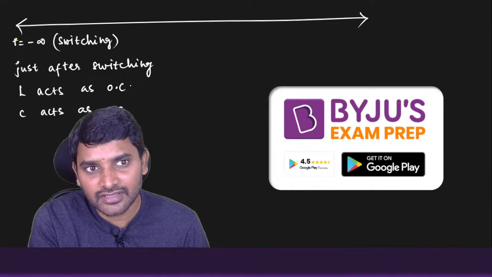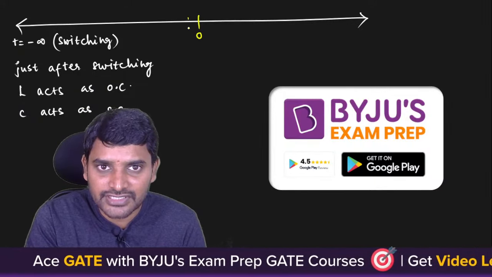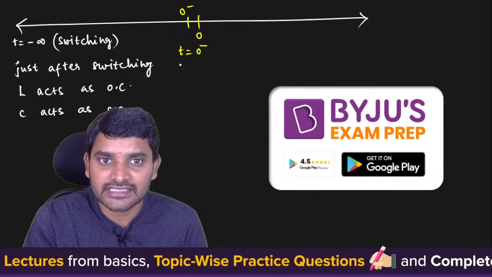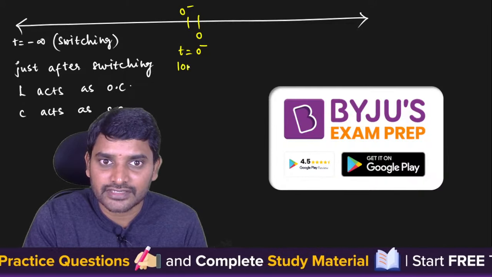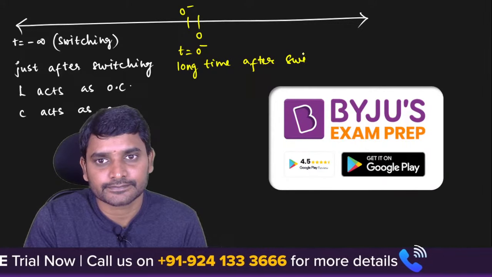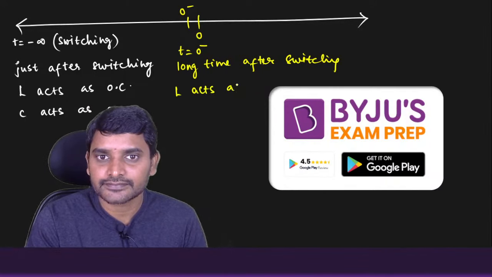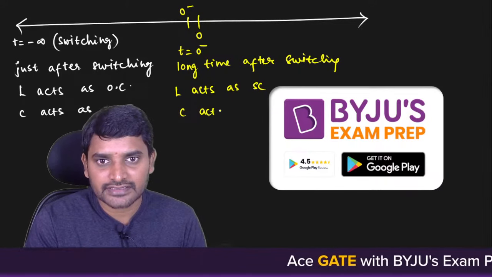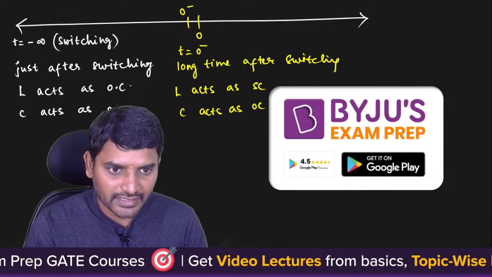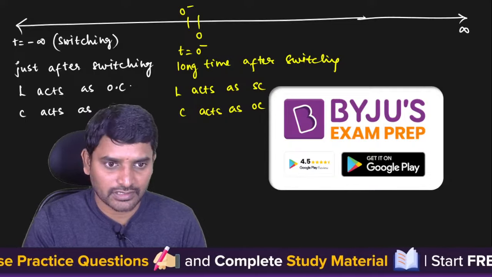And long time after, if the switching is done at t equals minus infinity, the long time will be here at 0. Let me take 0 minus instant as the long time instant. Now t equals 0 minus is long time after switching. Now L acts as short circuit, and the capacitor acts as open circuit. In the same way, the rest also I can take up here.